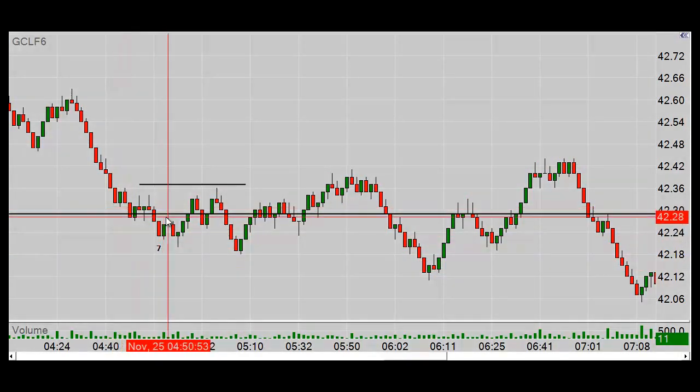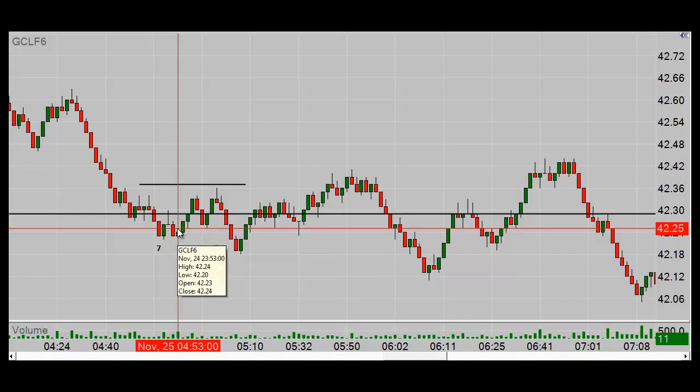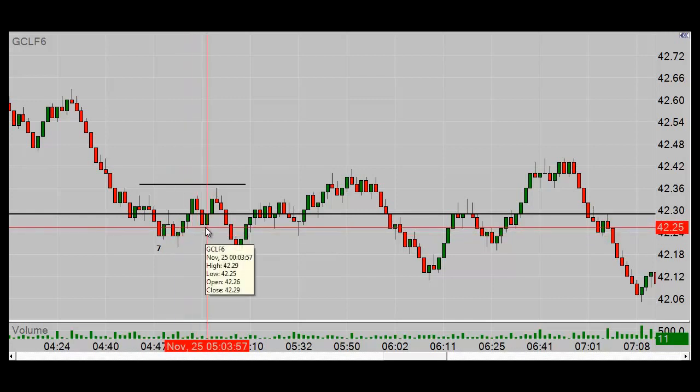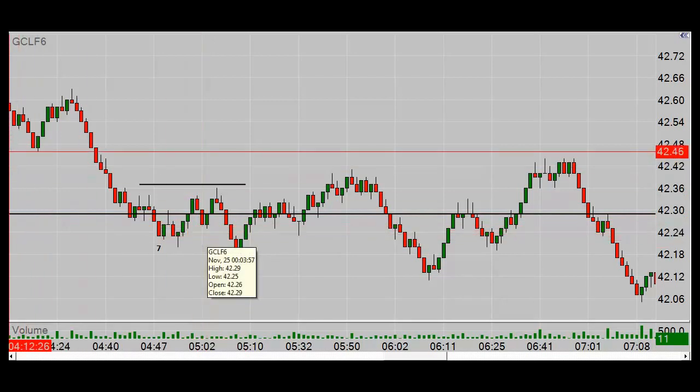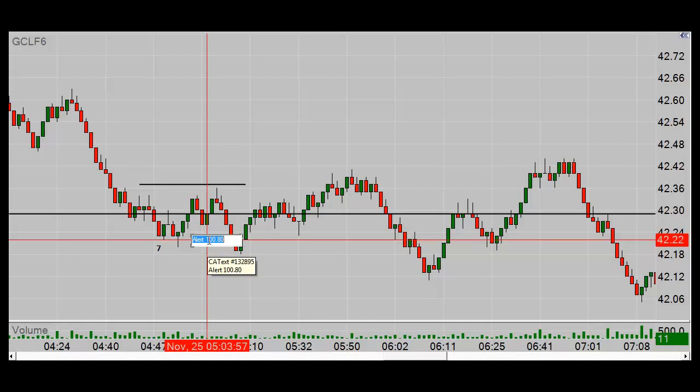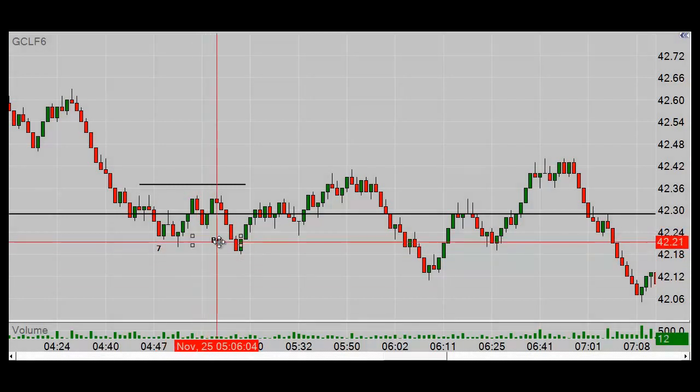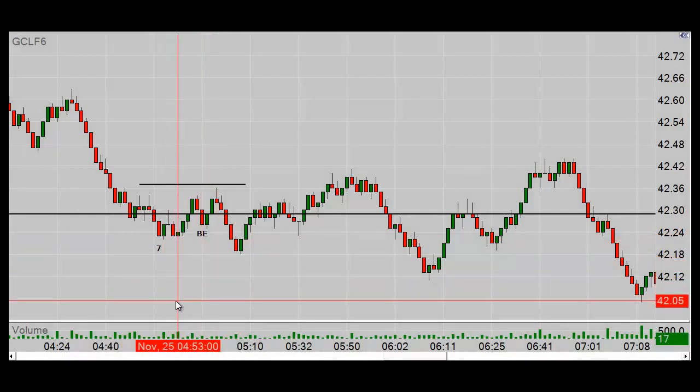But because it spent such little time above here, we'll just say, yeah, missed it. Here, because it went 4 ticks, this is why you want to use the automated feature in the DOM. Once there's 4 ticks profit, you want it to automatically take your stop to break even. Break even's good.